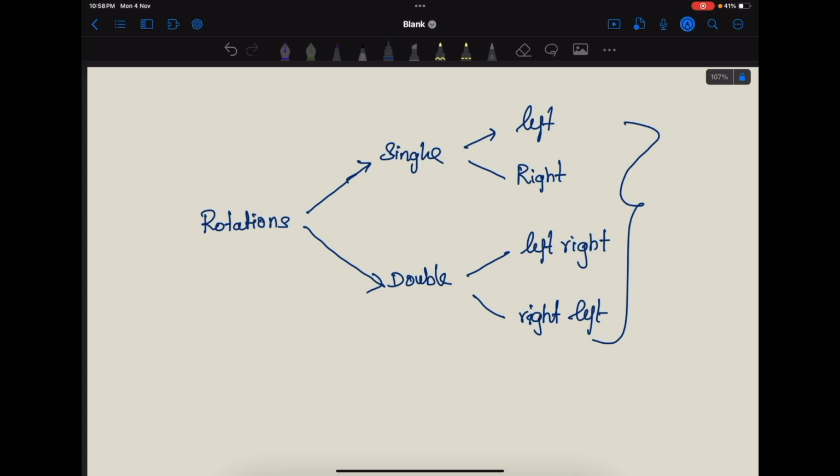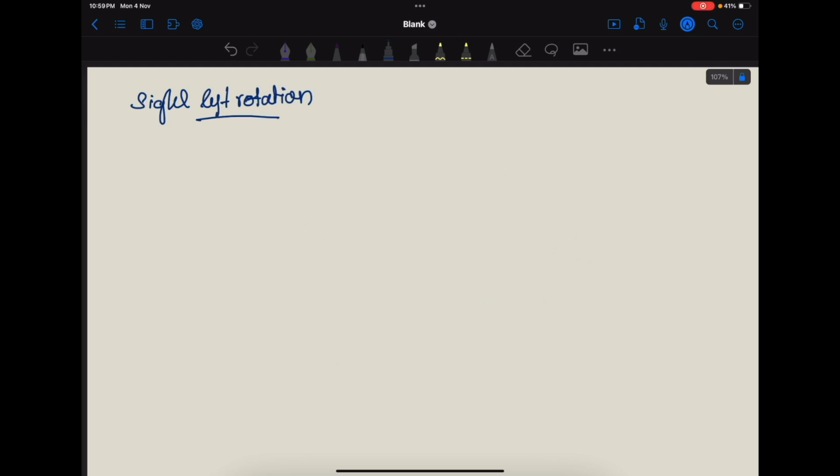While we are doing the insertion operation, every time we have to check the balance factor. The balance factor should satisfy 0, -1 and 1. If the balance factor exceeds this limit, we have to do the rotation. So how to do the single left rotation?